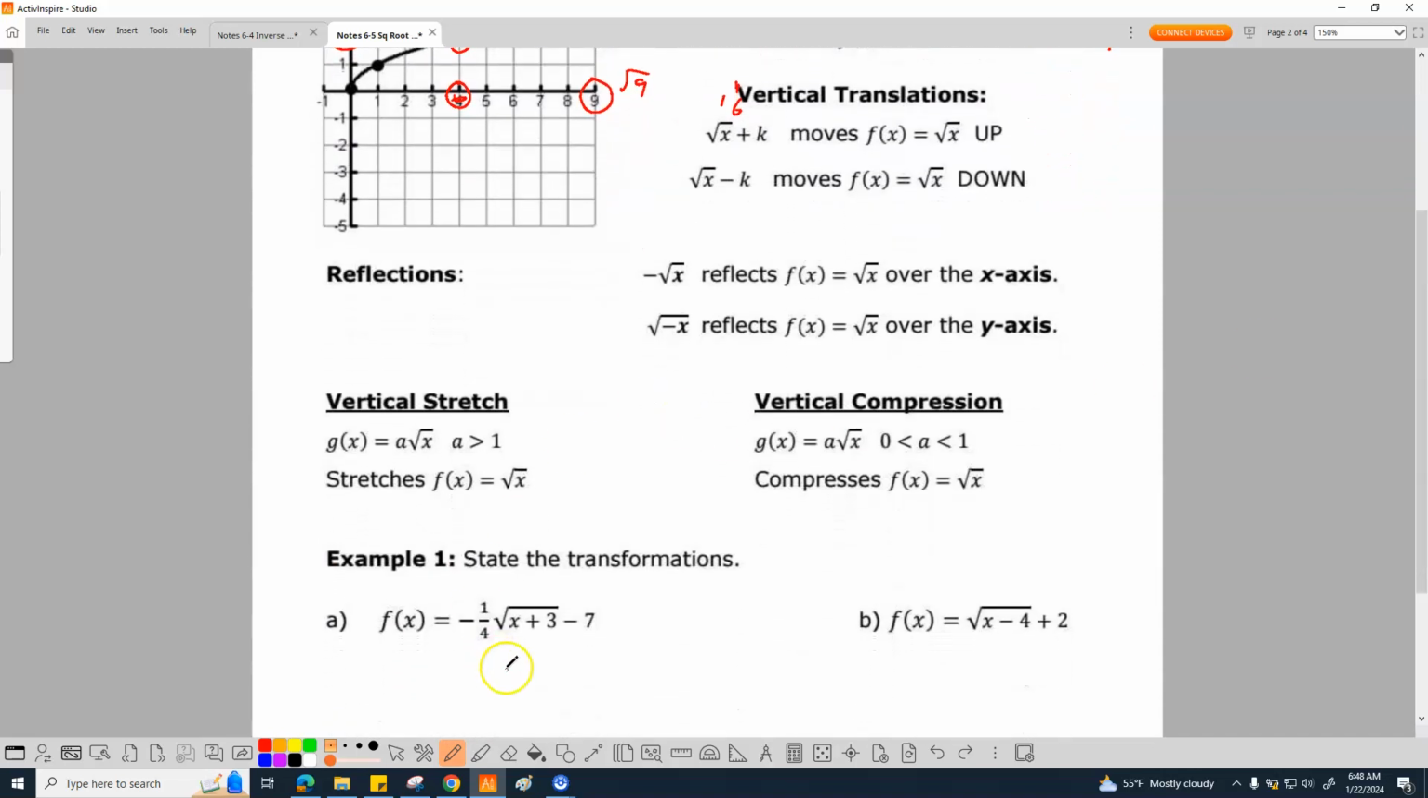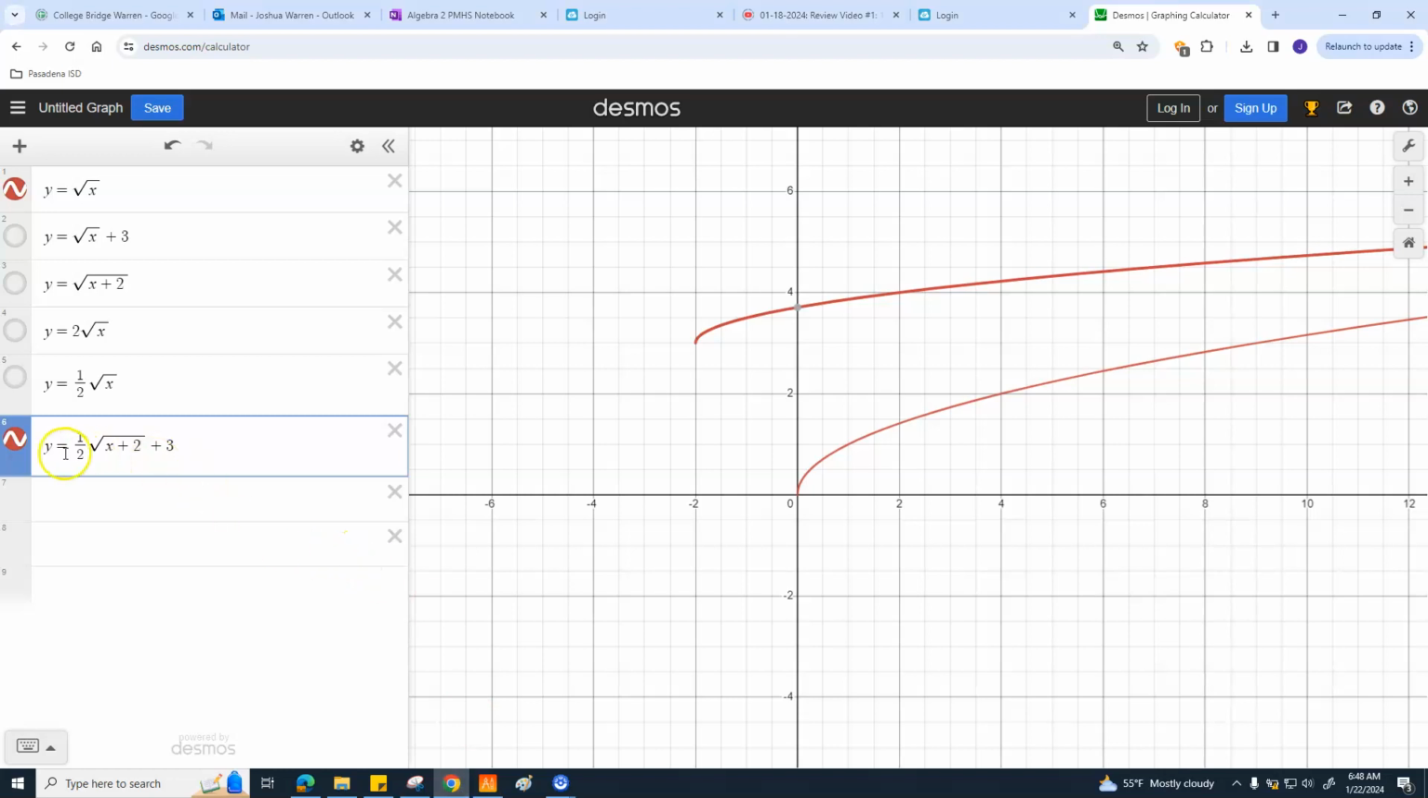The reflections basically are like, okay, let me go back to Desmos real quick. What would happen if I plugged in a negative right here at this bottom? So we know what happened over here. This 1/2 squished it, this +2 makes it move to the left 2, and this +3 makes it move up. Well, what happens if I put this negative in front? Bam, it flips over. So it flips over the x-axis when you put it there.